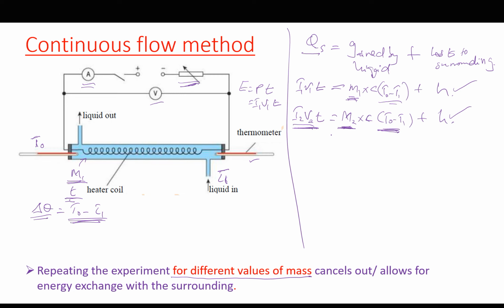That is, the mass flowing over the heater should be either increased or decreased depending on the power rating. Therefore, I am saying the continuous flow method is the best method for determining the specific heat capacity of a liquid, simply because the continuous flow method allows repeating the experiment for different values of mass. And we have seen that repeating the experiment for different values of mass or different flow rates cancels out heat exchanges with the surrounding.